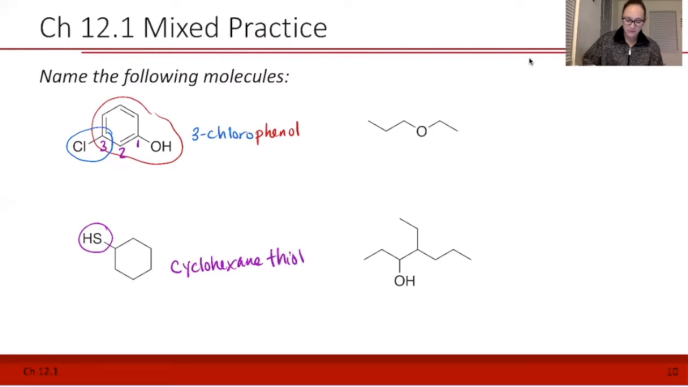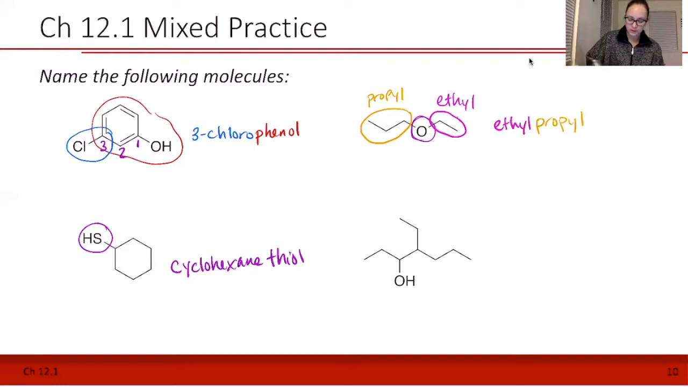Okay, top right over here, we have an ether. Let's keep purple, why not? We have an ether. So with ethers, we label or name either side and then put them in ABC order. So we have a propyl, and we have, let's do pink, an ethyl. So our name ethyl comes before propyl. So we have ethyl propyl ether.